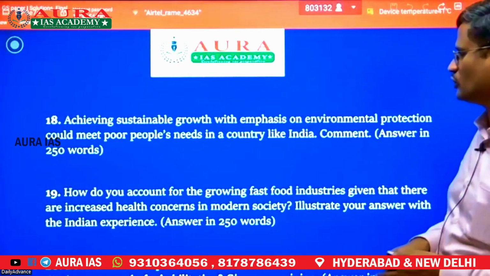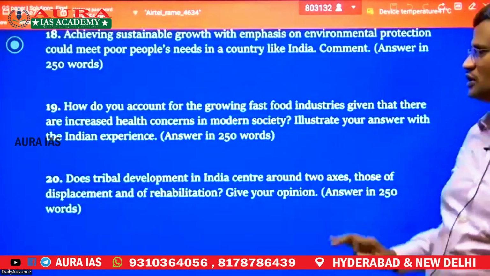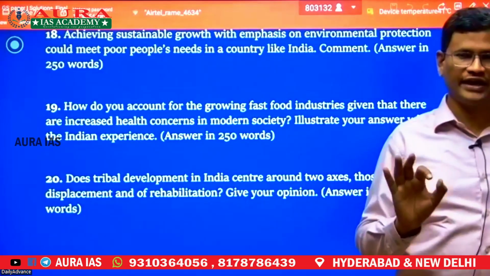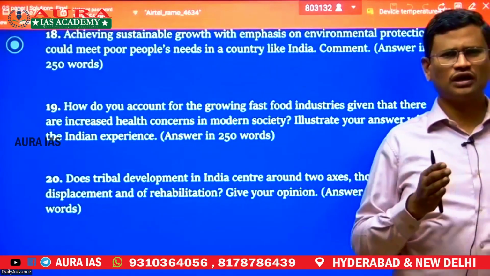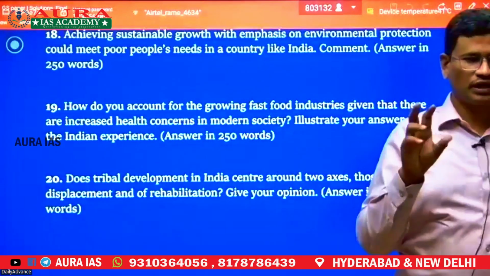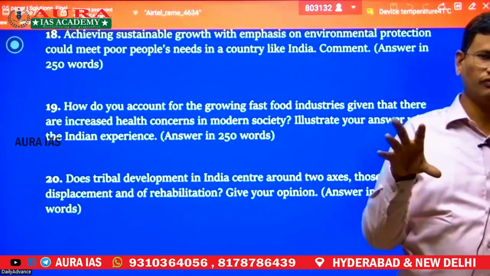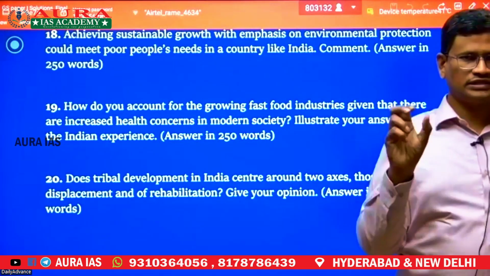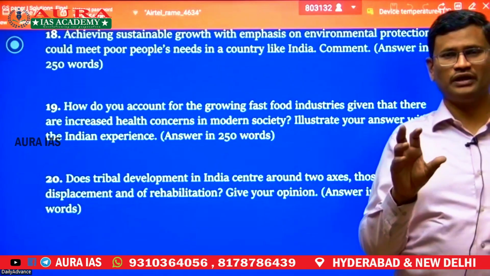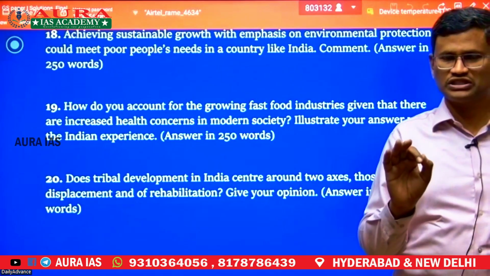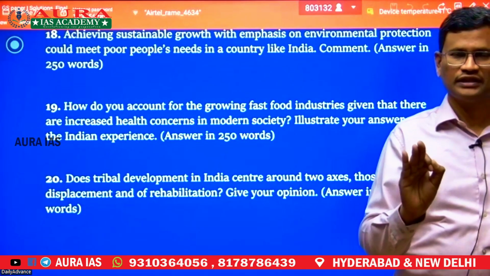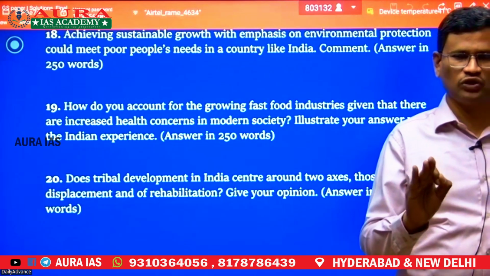There was one commission called the World Commission on Environment and Development. It is also called the Brundtland Commission. It is the Brundtland Commission which has given a comprehensive definition for sustainable development. It says sustainable development is that development which meets the needs of the present generation without compromising the ability of the future generations to meet their own needs.